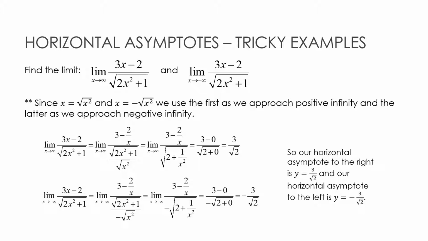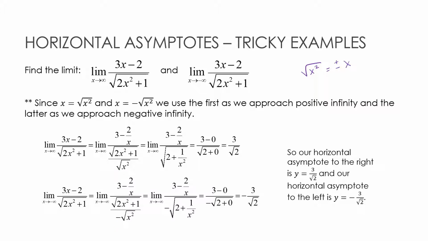Since x equals the square root of x squared, and x equals the negative square root of x squared, we will use the first as we approach positive infinity and the latter as we approach negative infinity. So that's what I mean when I'm talking about this guy or this guy. If I take the square root of x squared, essentially what I'm saying is I'll get plus or minus x, and that's what I'm going to be doing down at the bottom.